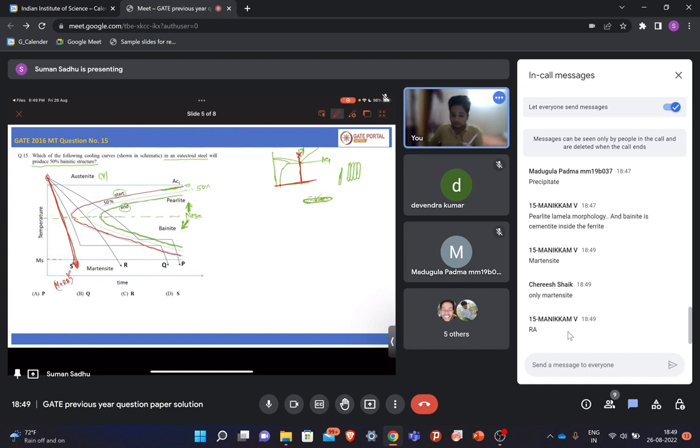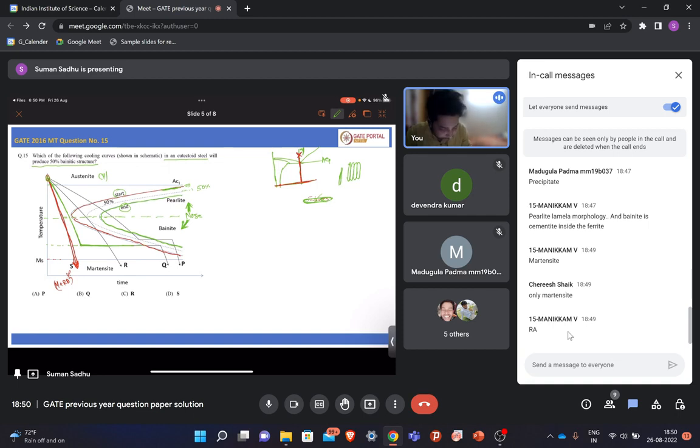So now let us consider the second cooling curve, that is this one, cooling curve Q. So what we are doing here, from the austenitic region, we are cooling at a very fast rate, so that it is not touching this nose or any of the transformation start line. So that means here the transformation will not start. Up to this also it will be retained austenite. Then this retained austenite is held at this particular temperature for a certain period of time.